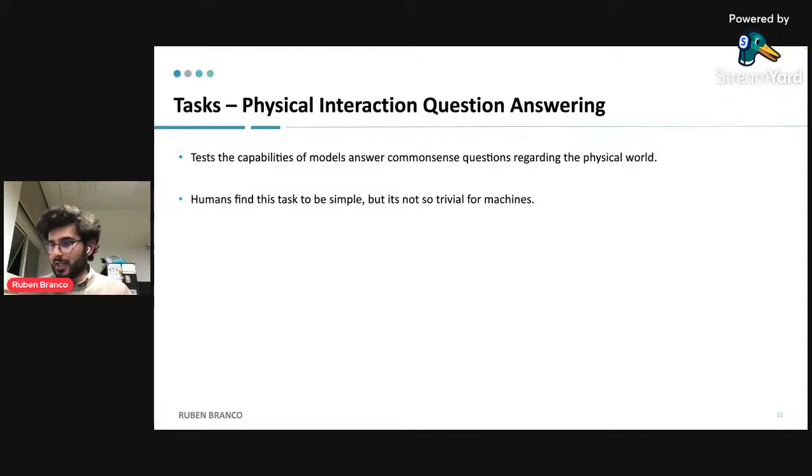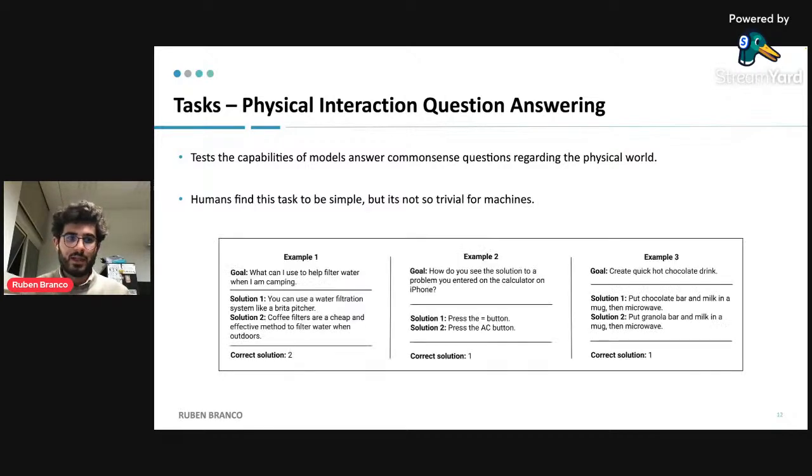But models cannot just get up and grasp this bottle and see its properties. They must learn this from text, which is possible. You can describe everything with text, but it is much more difficult to grasp these concepts. So in this task, the model is given a goal and the solution to attain that goal. So it must choose the most sensible solutions.